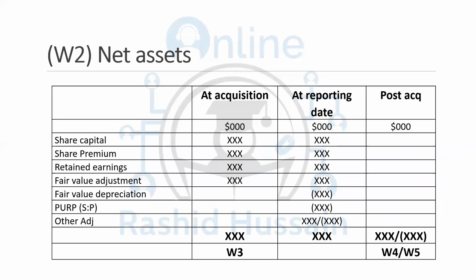The second working is the net assets of the subsidiary. Now, the net assets of the subsidiary at acquisition, and the net assets of the subsidiary at reporting date. At acquisition means the date of acquisition. At reporting date means the date on which the consolidated financial statements are prepared. So these are the two dates.